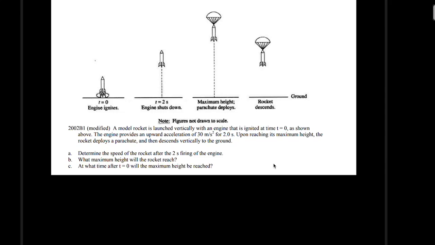Hi, in this series I'll be going over AP Physics 1. This should be used as preparation for the AP test. And we're going to be starting off with kinematics.